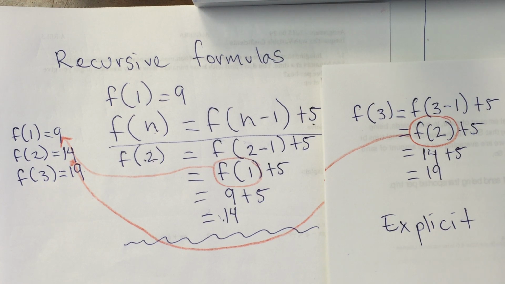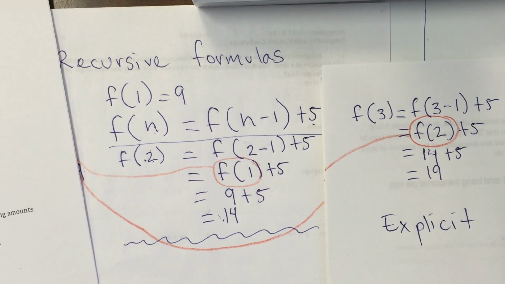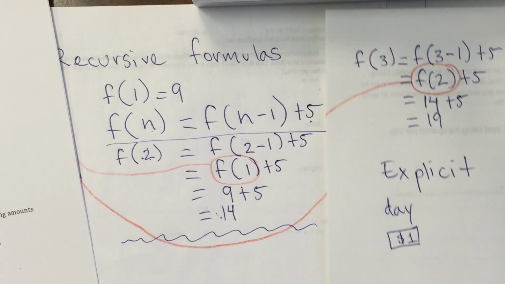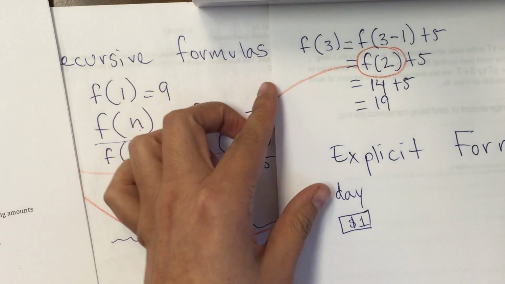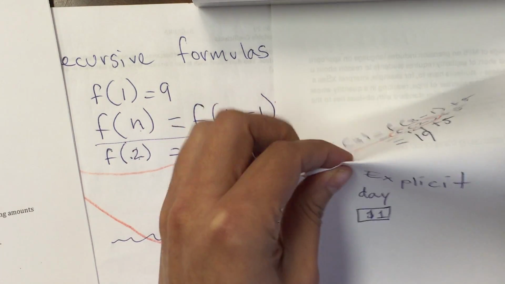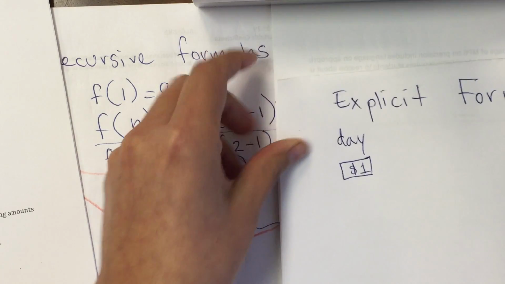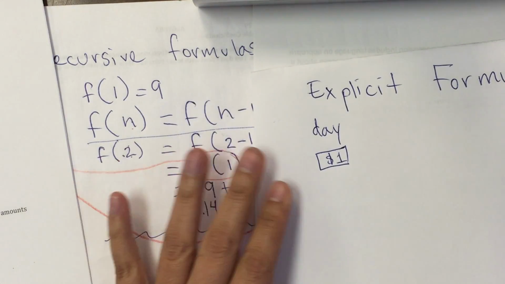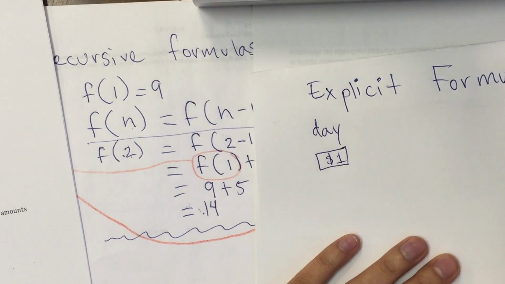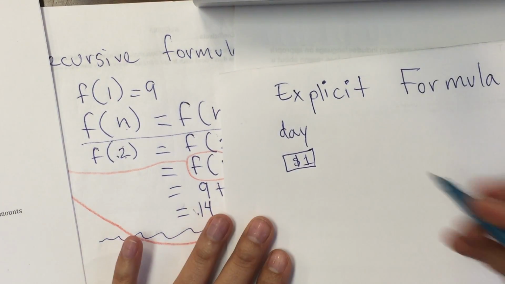Okay, and what is that? Okay, so let's say that day 1, you have $1. Okay, day 1, you have $1. Oh, by the way, if you need to copy any of these, just make sure that you pause it and you can go back, etc. You have $1 on day 1.